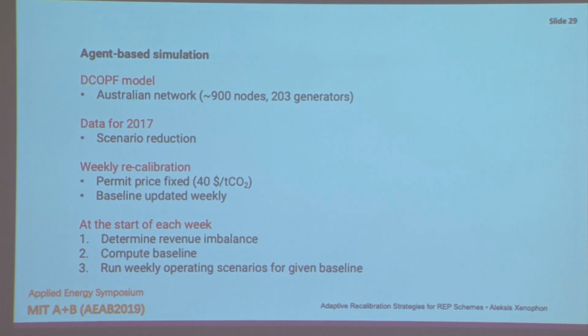And then for each week in the model horizon, we're first fixing the permit price to a constant value, so this doesn't change throughout the model horizon. And we're simply changing the baseline's value to accommodate these fluctuations in scheme revenue. The way it works is that at the start of each week, we look at our bank account, see what the revenue imbalance is, and figure out how far away we are from our target. We then input this information into our different updating rules. We compute what the baseline should be for the coming week, and then we run the weekly operating scenarios for that week with the given baseline.